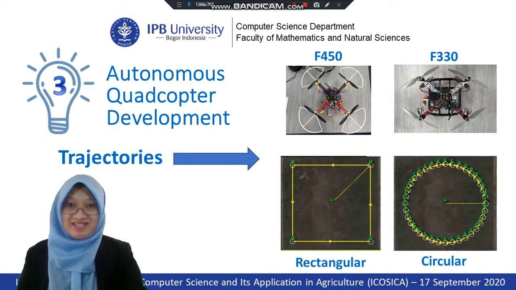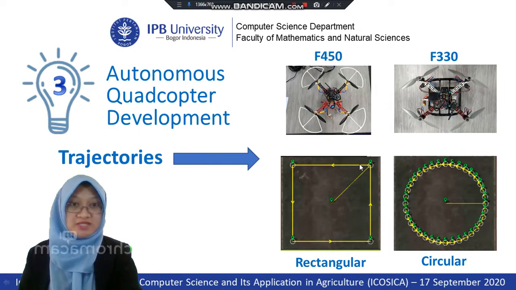Okay, these are the trajectories that we designed. This is the rectangular trajectory and this is the circular trajectory. As you can see, we designed 4 waypoints for the rectangular trajectory and 37 waypoints for the circular trajectory. And then we test the 2 quadcopters to fly autonomously following these 2 trajectories.